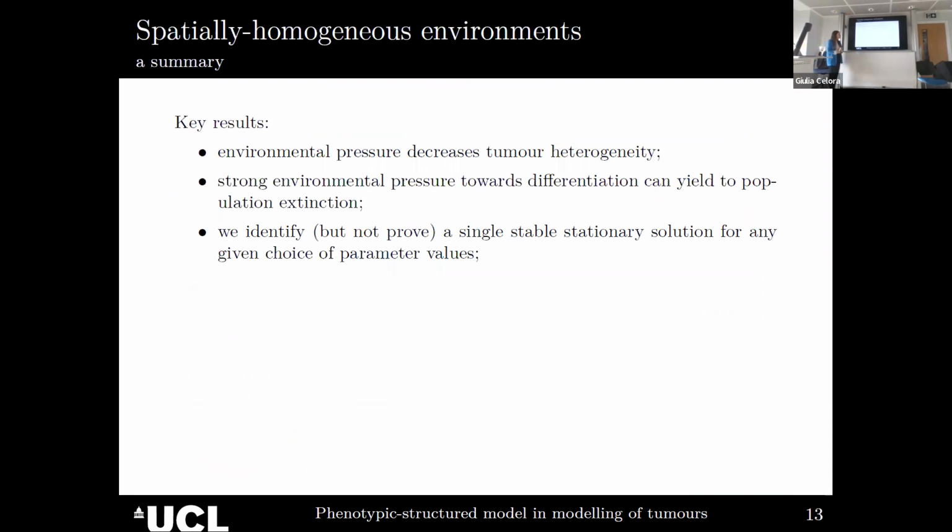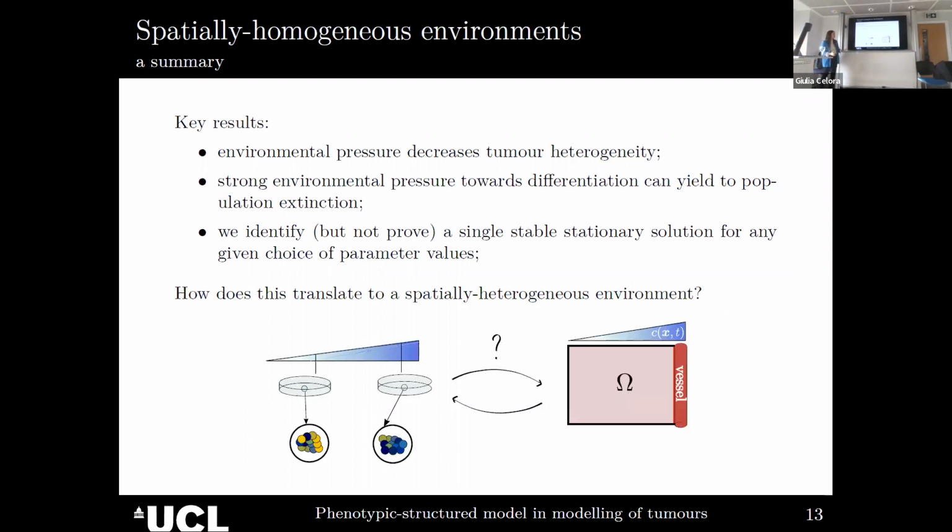So to summarize this first warm-up section, we find that environmental pressure decreases tumor heterogeneity in general. Strong environmental pressure towards differentiation, so in the high oxygen case, can drive even the tumor to extinction. And we identify, but not prove, that there is a single stable stationary solution. So there is only one outcome, at least stationary solution, for any given choice of parameter values. Here, I think it's possible to prove it using the theory of positive semigroups, but it's more of a speculation because I haven't sat down and done the actual maths, but I think it's possible.